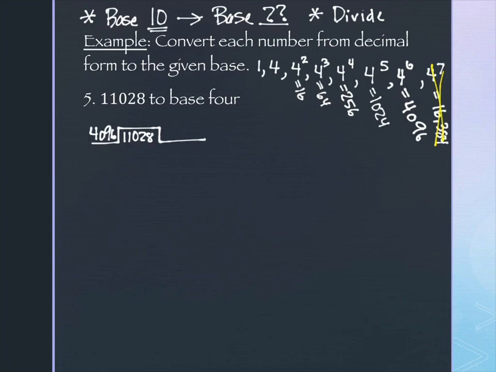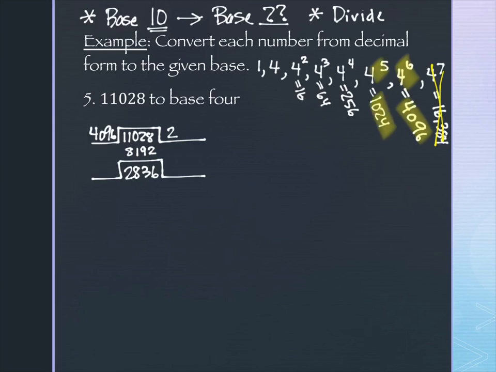Twice? Okay. 2 times. So 2 times 4,096, what is that? 8,192, and we subtract. So 11,028 minus 8,192. What does that give me? 2,836. Cool. Okay, no skips allowed. We did 4 to the 6th, which is the 4,096. Now we move to 4 to the 5th, which is 1,024.